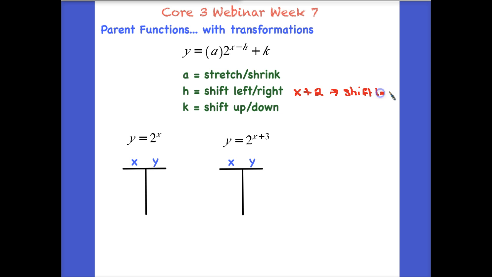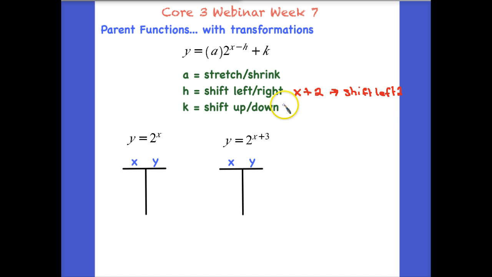Shift left 2. So we wouldn't shift right, we would shift left. And then the K on the end is our shift up or down. And that one always goes with the direction that we are shifting. So if we are plus 2 on the end, we would shift up 2. If it's minus 5, we would shift down 5.